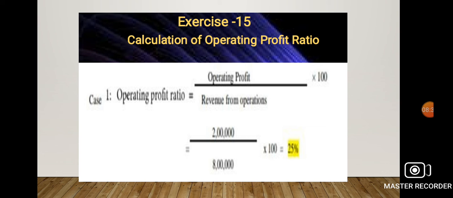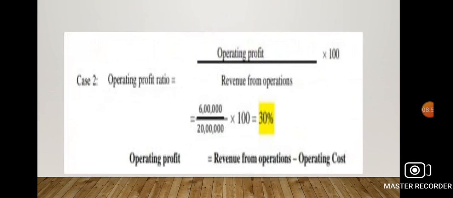Then the first one, operating profit ratio: operating profit divided by revenue from operations into 100. 2 lakh operating profit divided by revenue from operations 8 lakh multiplied by 100, we get 25%. Case 1, 25% operating profit ratio. Then case 2, 30% operating profit ratio.